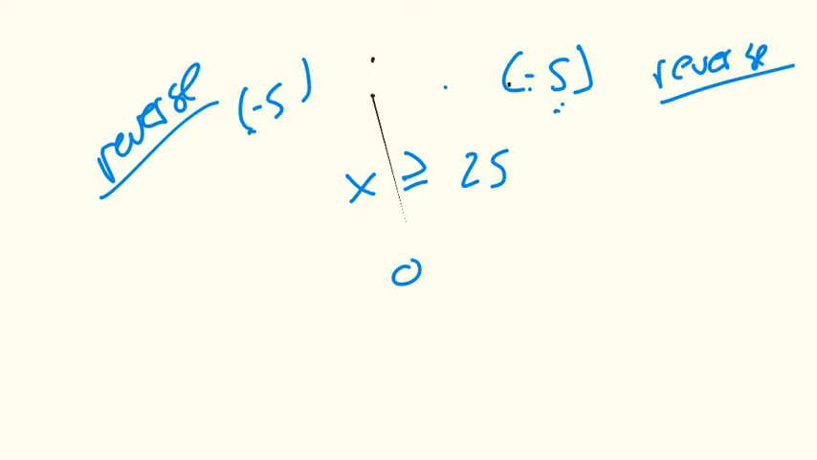We circle the 25. We're interested in things that are bigger than 25, so we go off in this direction. It's an or equal to, so we fill in the circle to show that 25 is a part of the solution. Next, we have 1 is greater than or equal to negative 10 times z.